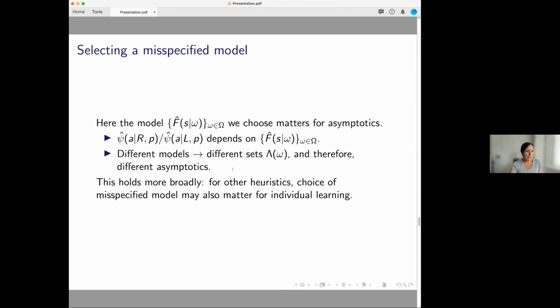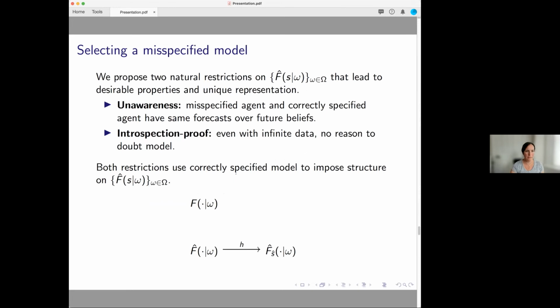So this was just a simple example to illustrate it, but more broadly, the takeaway is that for heuristics, there are going to be settings where the choice of the specified model is going to matter for what the long-run learning outcome is. And so we might say, well, now what if we want to look at this connection between heuristics and misspecified models? Are there natural restrictions, or is there a way to select which misspecified model is the most compelling one to choose?